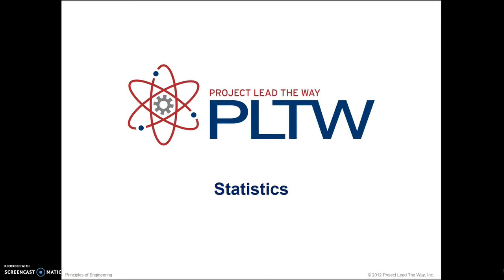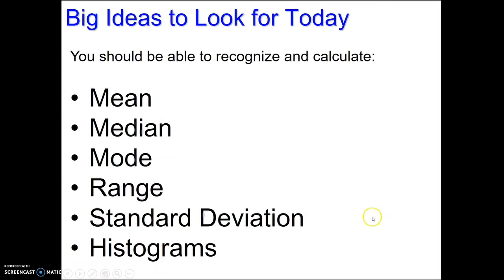In this video, we're going to talk about very basic statistical analysis, especially in conjunction with the Project Lead the Way Principles of Engineering. As we go forward, the things you want to look for and should be able to calculate are the mean, the median, the mode, the range, two different types of standard deviation, and recognize what a histogram is and what it tells you about your sample size.